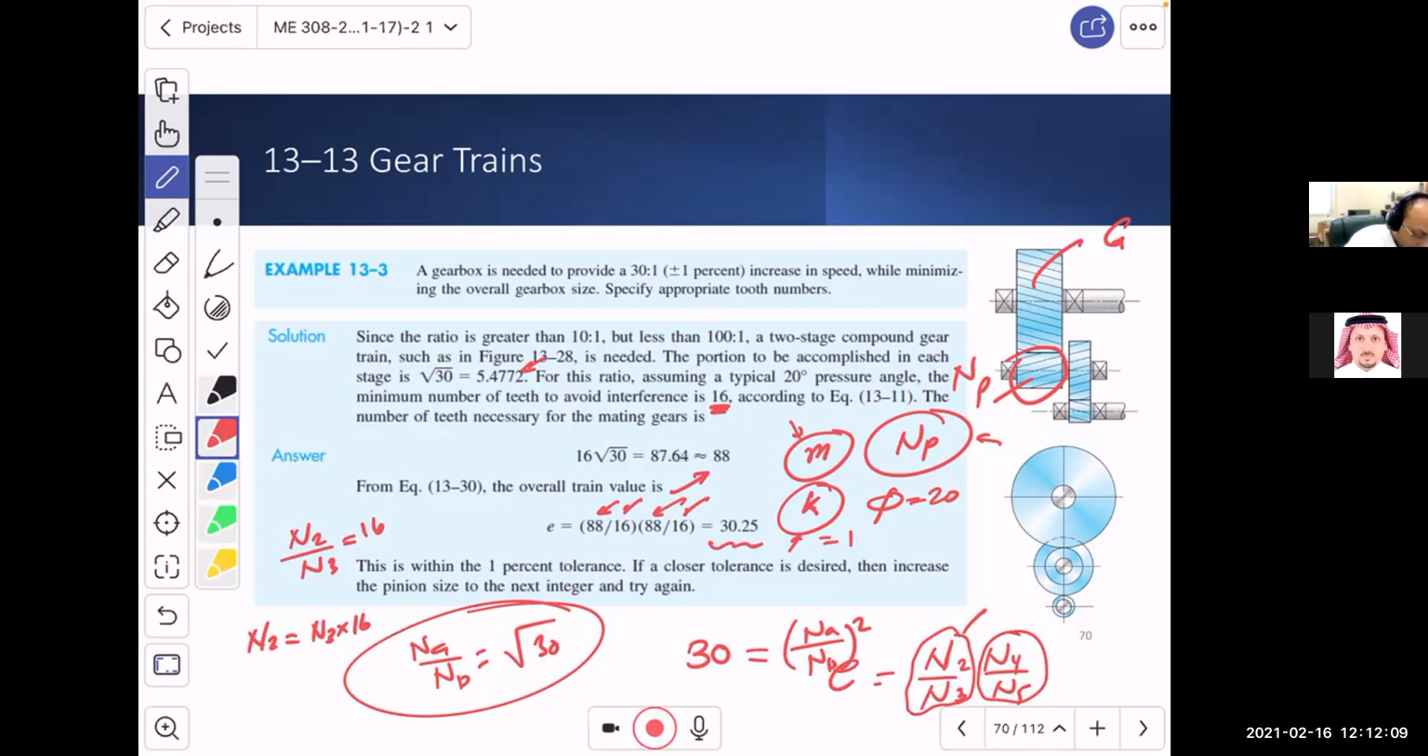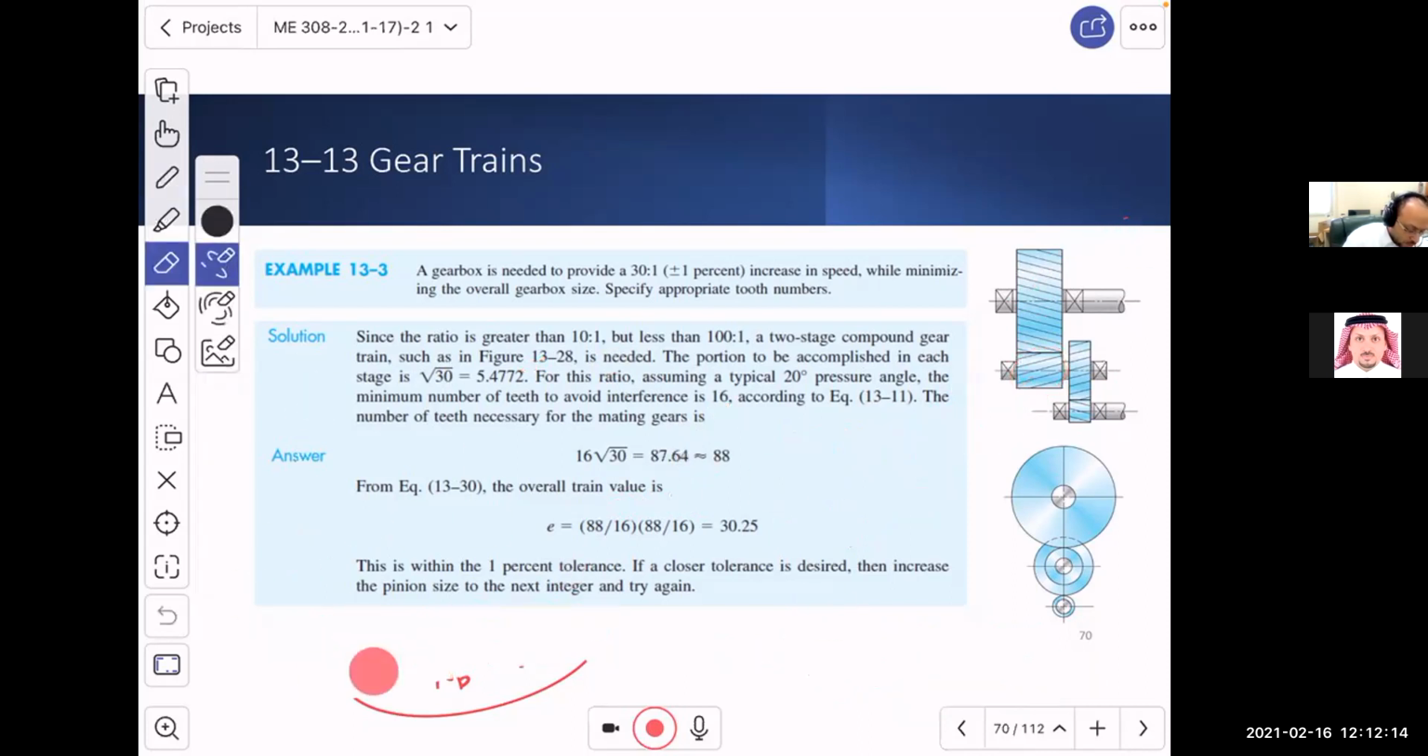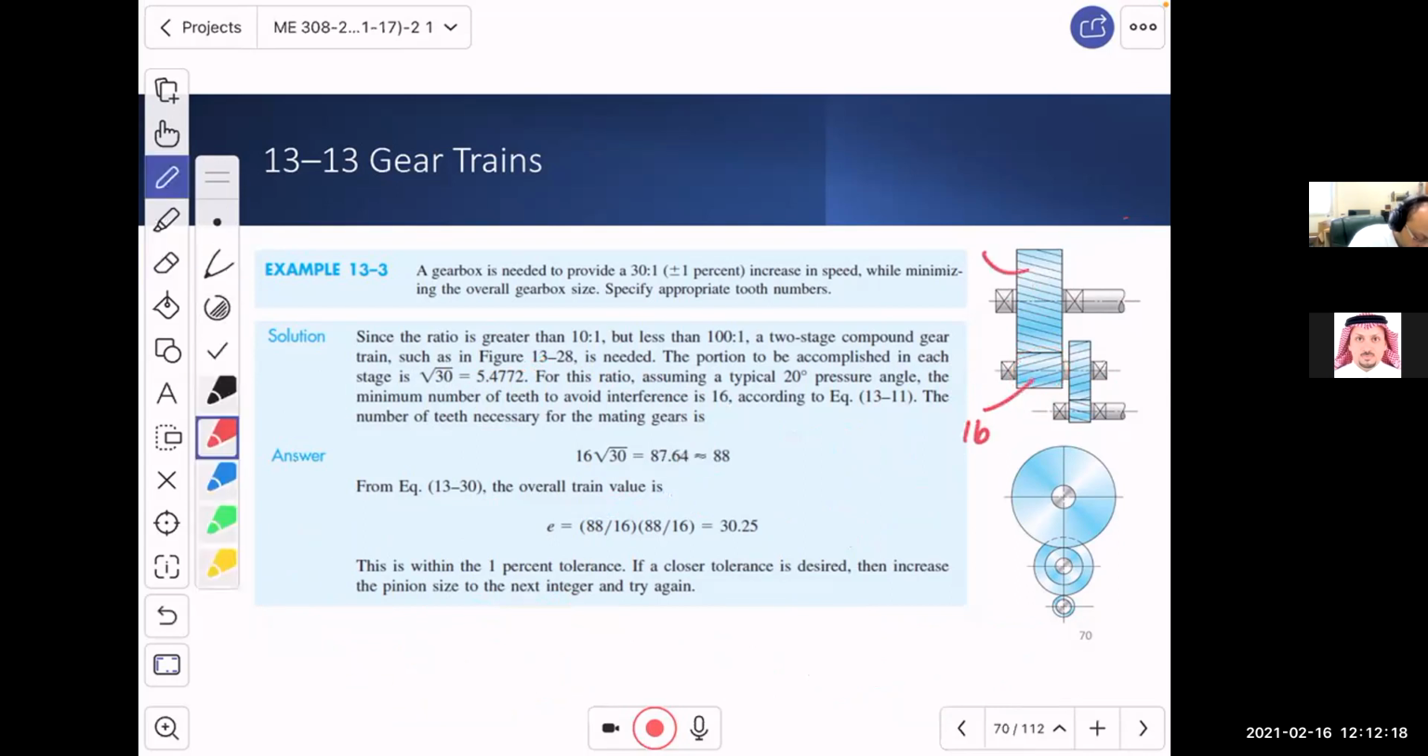So what does this mean? It means if you decided that you have the number of teeth here as 16, and this one as 88, this one is 16, and this one is 88, then you will have an output of a ratio of 1 to 30. Your speed, if you put 1 RPM, you will get 30.